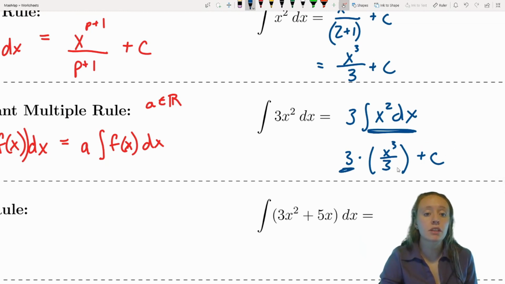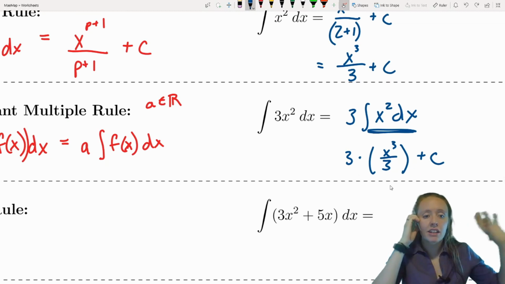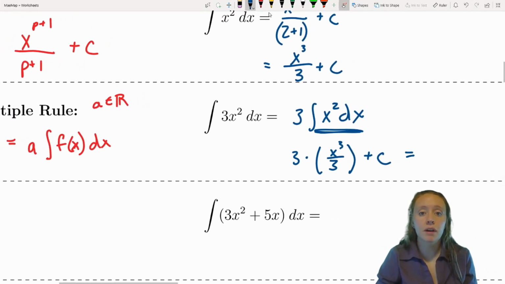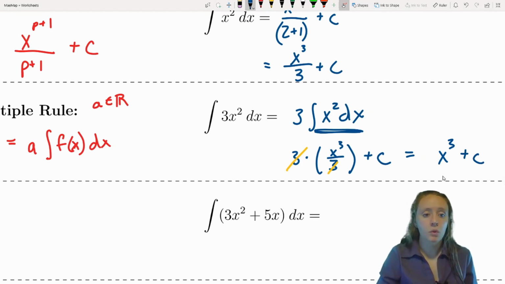No need to distribute this 3 through to the c. However, if there was another term when we pulled out the 3 in front, we would need to distribute it to that. But for the sake of this arbitrary constant, it's just c. Simplifying this down, notice that my 3 cancels out with my 3 to leave me with x cubed plus c. So that's my solution. Quickly take the derivative. The derivative of x cubed is 3x squared, derivative of c goes to 0.